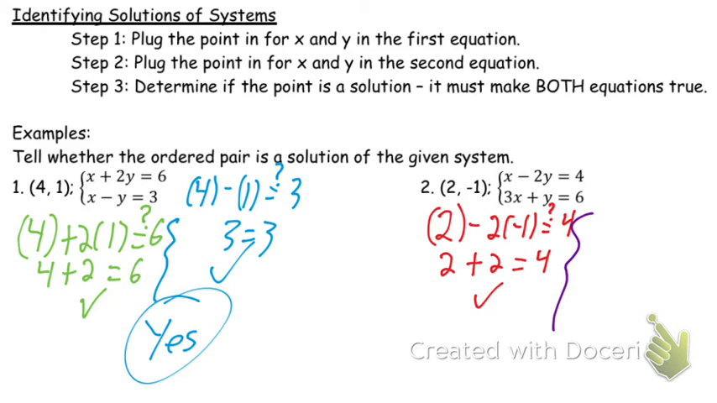So let's plug it in the second equation. Just because it works in the first, does it automatically mean it's a solution? No, we have to check both, and here is why. 3 times 2 plus a negative 1 equals 6, as I run out of room. 3 times 2 is 6. Does 6 plus negative 1 equal 6? No. It'd be 5, not 6.